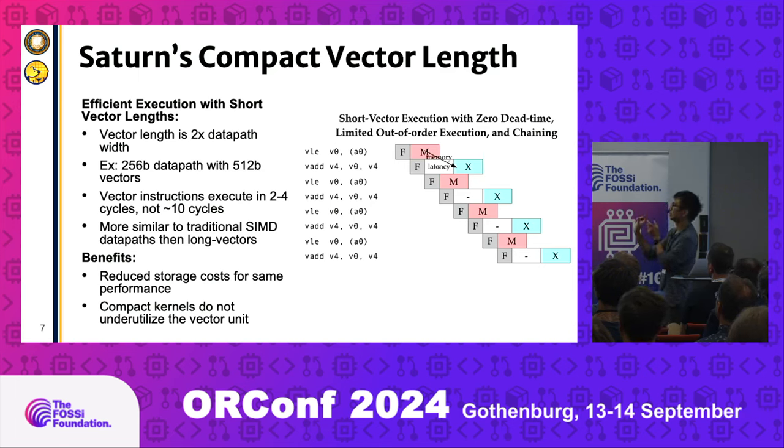But Saturn is able to, even though each vector instruction executes in much fewer cycles, the Saturn microarchitecture is designed to be able to rather flexibly schedule around those instructions and perform some limited degree of out-of-order execution in order to maximize utilization of all the data paths in the machine. And the other benefits of following this design pattern is that the vector register file becomes less of a storage burden. It's fewer bits to carry around in the machine. And also that a lot of applications which fundamentally don't have a very long vector length will fit more naturally into this system where your hardware vector length is shorter.